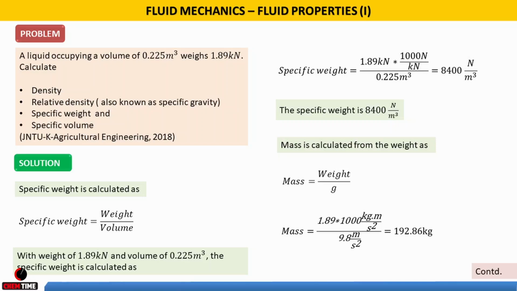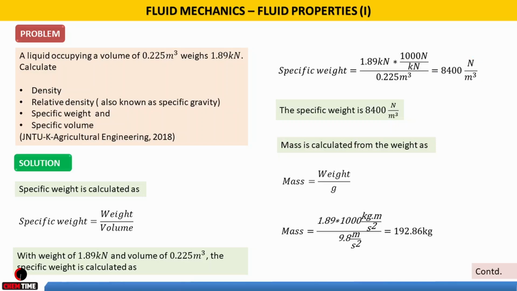Specific weight is calculated as weight by volume. So specific weight is equal to weight, that is 1.89 kilonewtons. Kilonewtons are to be converted into newtons, and 1 kilonewton is equal to 1000 newtons. Therefore, specific weight is equal to 1.89 kilonewtons into 1000 newtons by kilonewton divided by 0.225 meter cube, the volume, which gives rise to the specific weight of liquid as 8400 newtons per meter cube.